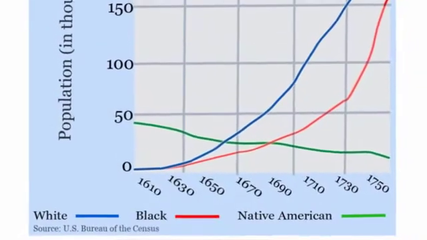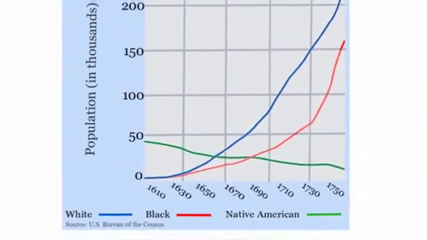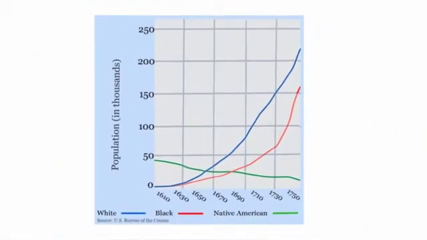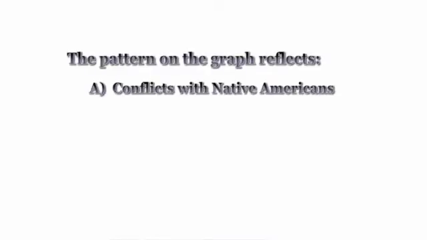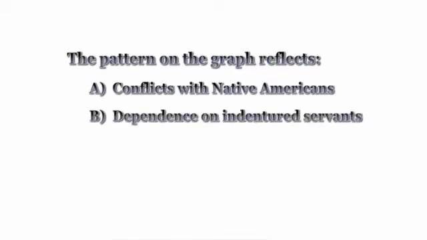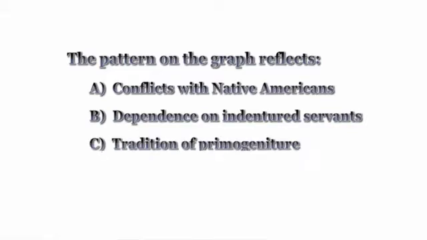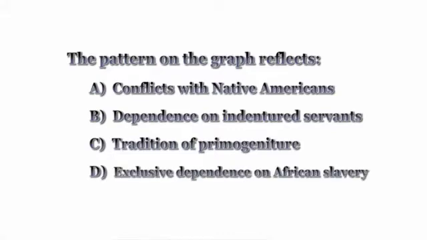It starts with a graph that focuses on population increase or decline over a period of time. The question reads as follows. The pattern on the graph from 1630 to 1750 reflects which of the following? A. Conflicts with Native Americans. B. A growing dependence on indentured servants until 1700 when slavery increased significantly. C. The English tradition of primogeniture resulted in an influx of migration. Or D. The exclusive dependence on African slavery.